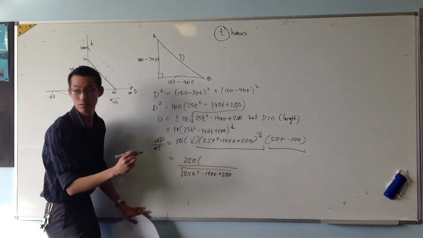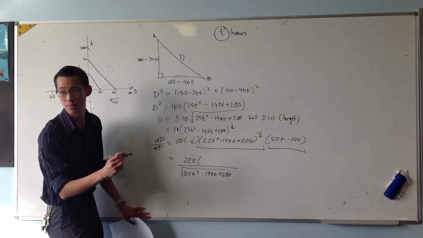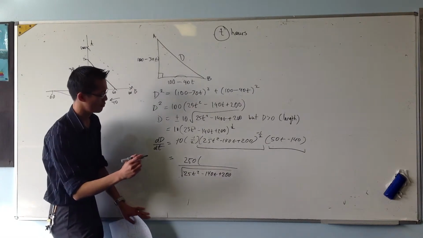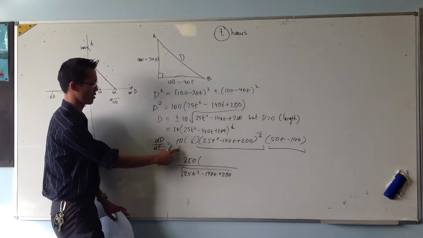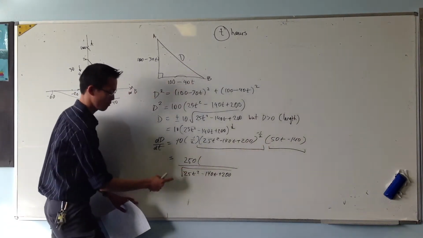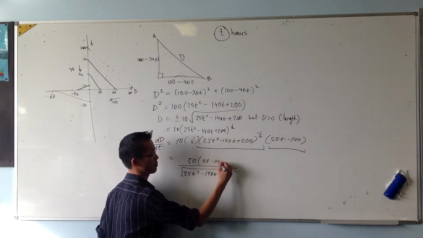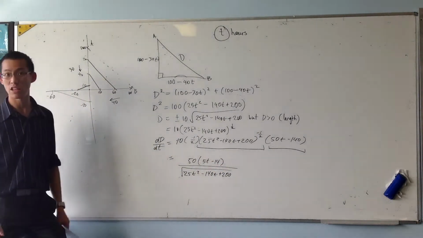250 outside of, what was it, 5t minus, that doesn't go in. No, hold on a second. I got 5 here, and you've taken out a factor of 10, so it should be 250, and this should be 5t minus 14. Does that look happy? Okay.